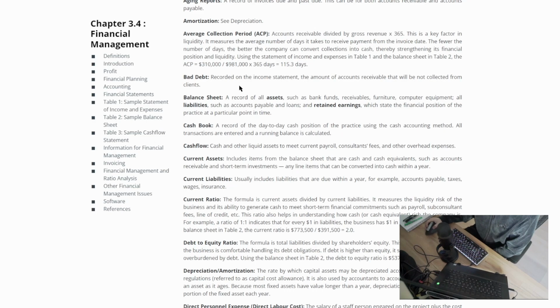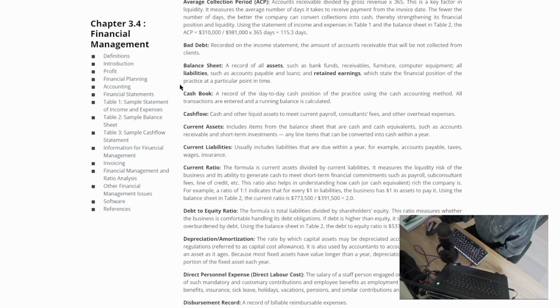Bad debt, recorded on the income statement: the amount of accounts receivable that will not be collected from clients. Balance sheet: a record of all assets such as bank funds, receivables, furniture, computer equipment; all liabilities such as accounts payable and loans; and retained earnings, which state the financial position of the practice at a particular point in time.